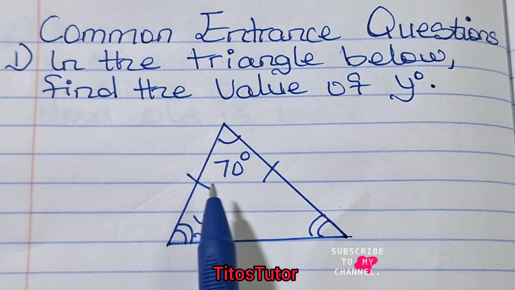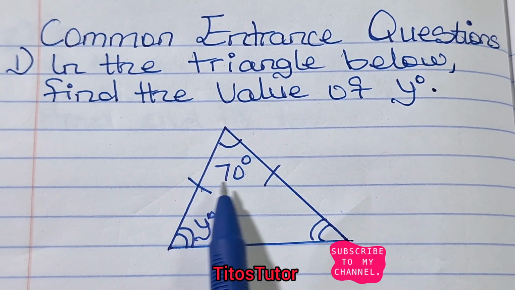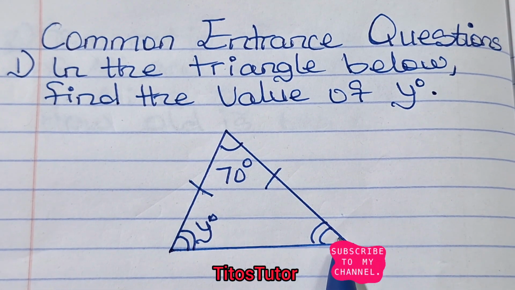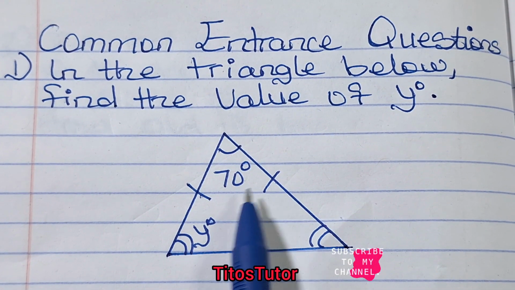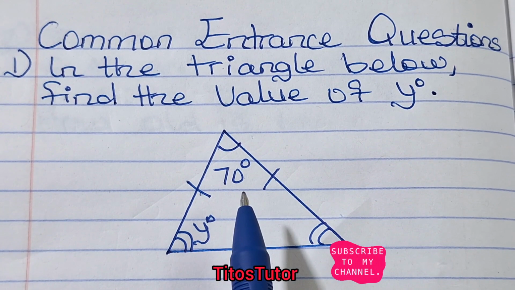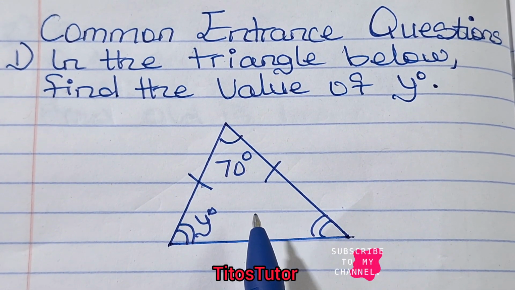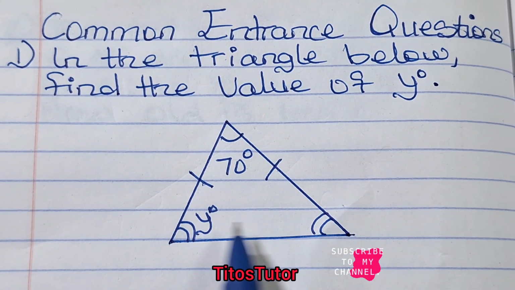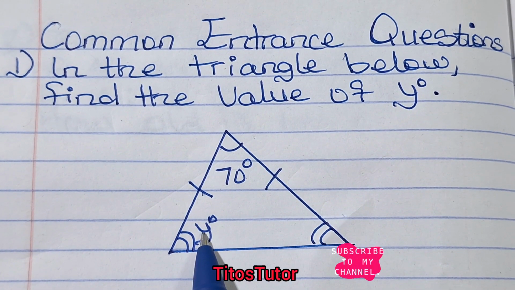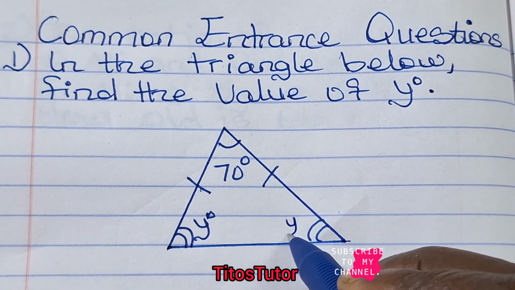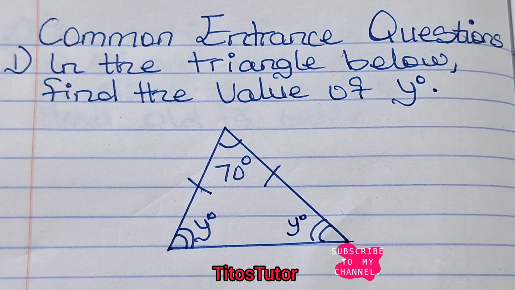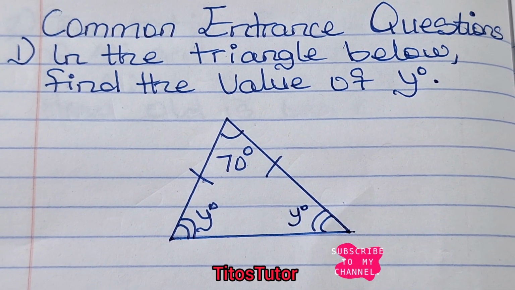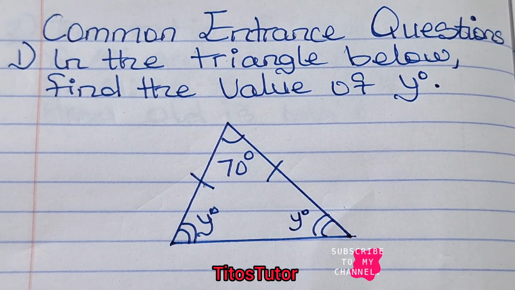As soon as you see two strokes on two sides of a triangle, that means this side and this side are the same. When two sides of a triangle are the same, that means it's an isosceles triangle. And the property of an isosceles triangle is the base angles are the same. So if this is y degrees, this will be y degrees as well. Now we are done knowing what our interior angles should represent.